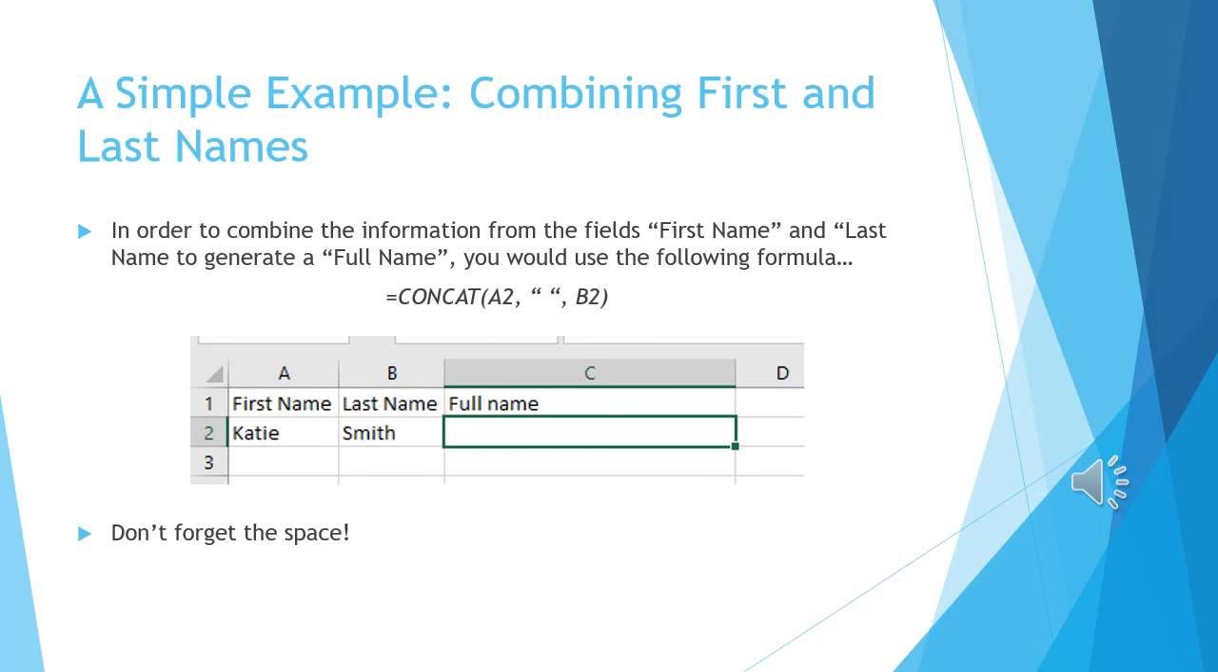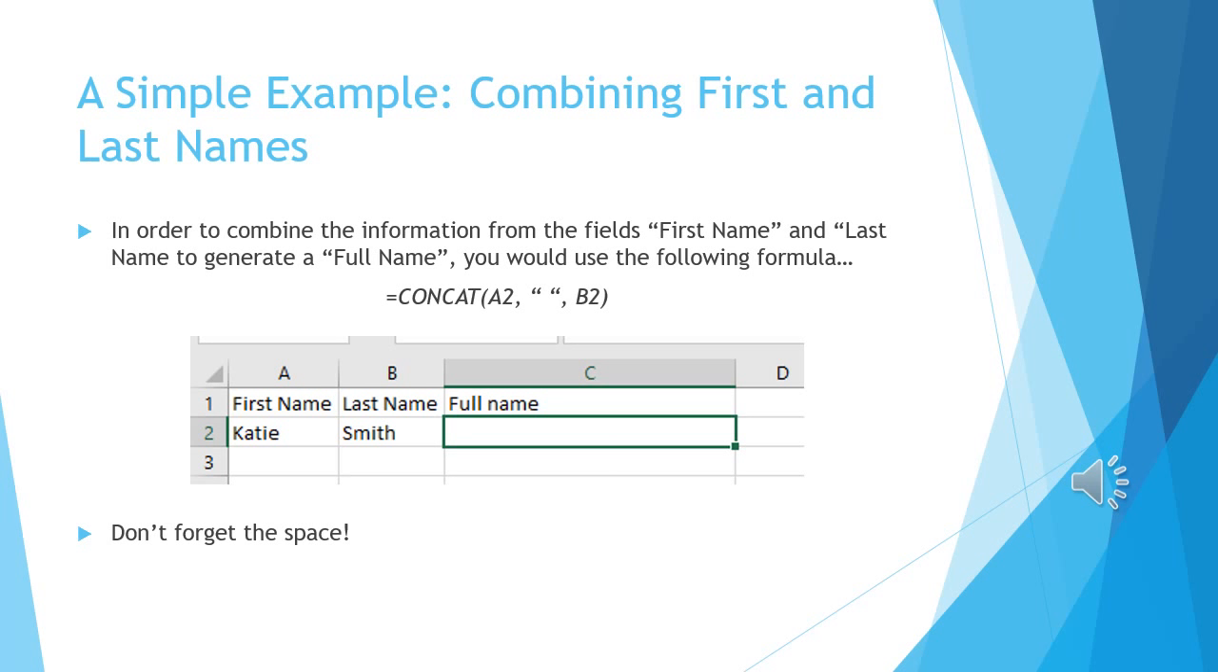To start off with, here's a simple example. Suppose you have two fields, first name and last name, and you'd like to combine them into a full name field. Anytime you want to include the contents of a cell into the concatenated string, you can just type the identifier of the cell. If you want to directly enter something into the formula, however, you'll need to enclose it with quotation marks. What you'd enter into the C2 cell here would be equal sign, concat, open parentheses, A2, comma, open quote, space, close quote, comma, B2, close parentheses.